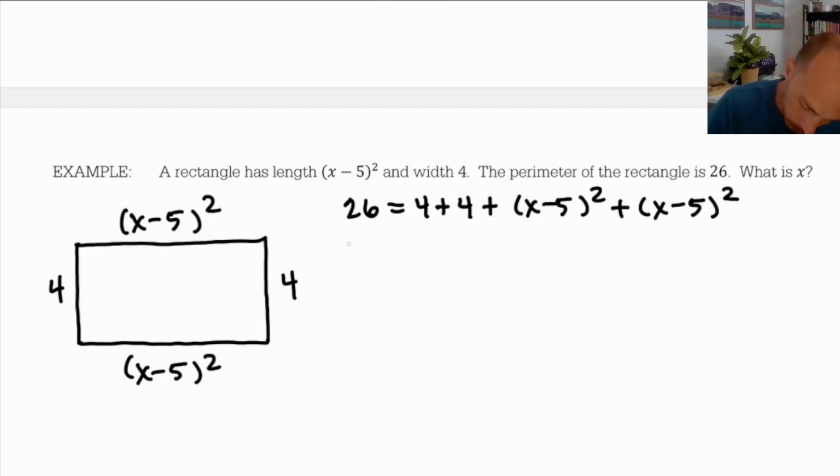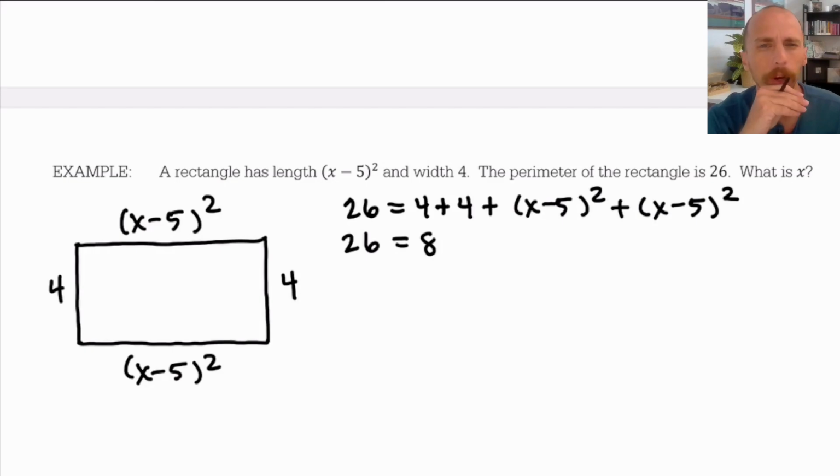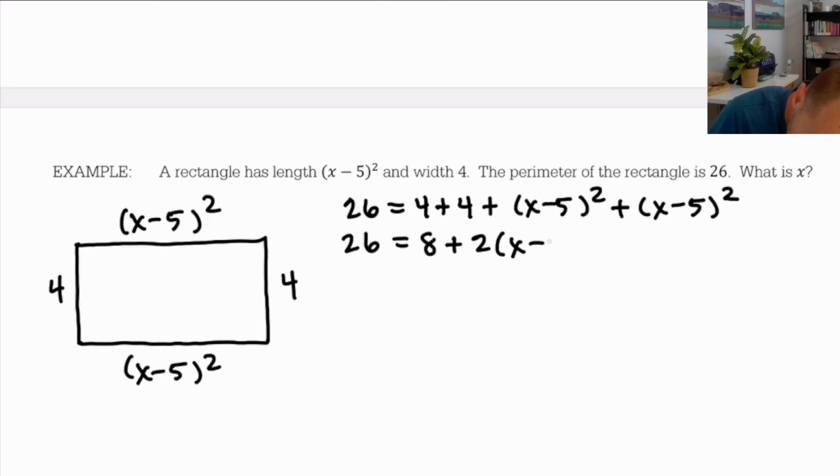And I'm pretty sure you're going to know how to add 4 to 4, but I kind of worry about this (x minus 5) squared plus (x minus 5) squared, because that's the type of thing I taught in Algebra 2 last year. I don't think we ever added two things together like this. But if you think about (x minus 5) squared as its own thing, like w or something, if you had a w plus a w, that's 2w. So what I'm going to say is this is 8 plus 2 of these (x minus 5) squareds.